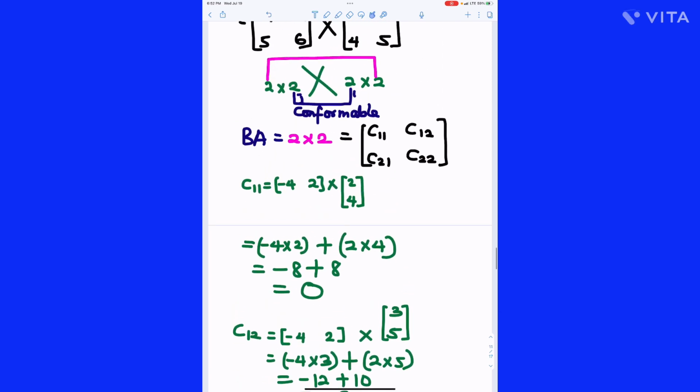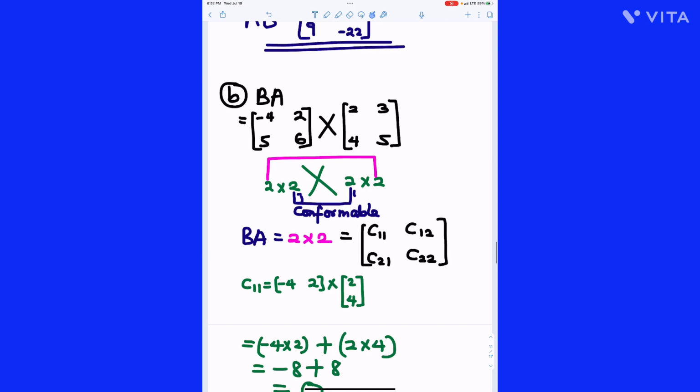Watch the way I'm doing it. I'll multiply the first row in matrix B by the second column in matrix A. That means the first row in my first matrix by the second column in my second matrix. That's how to get this element C12. So take note.